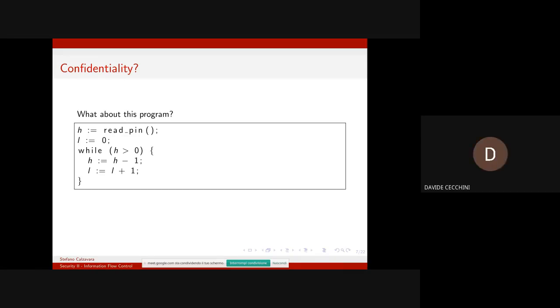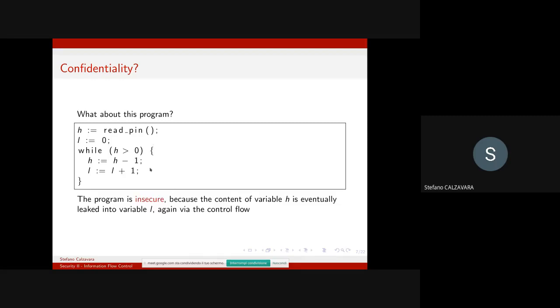This is insecure. Why? Because at the end of the while, l will have the same value of h at the starting point, the pin. Exactly. So this program is again insecure. Again, there is no explicit flow because I'm never taking the value of h and storing that value inside a public variable. But I'm building on top of the control flow of my program to eventually exfiltrate the secret.